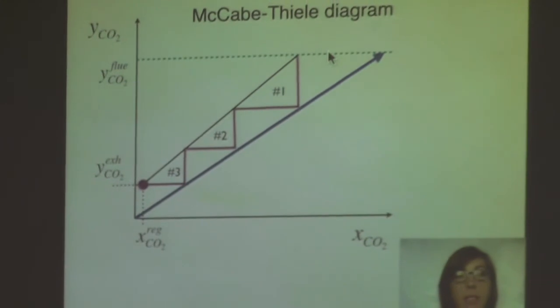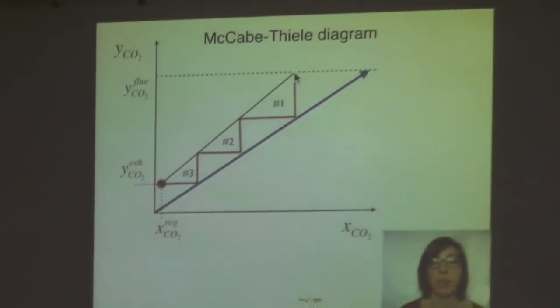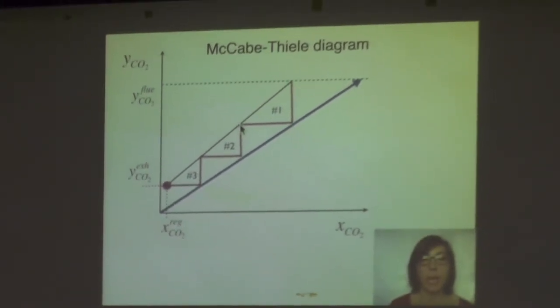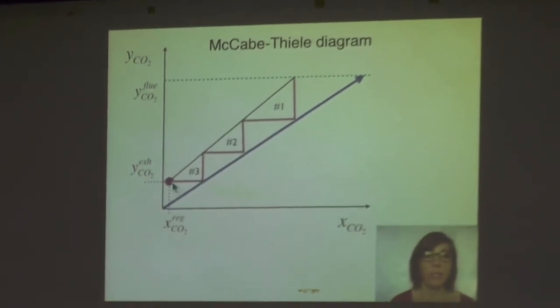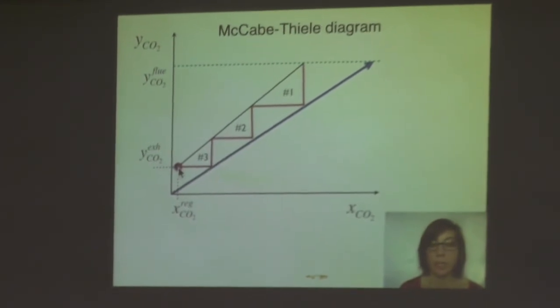But the basic idea is that we start with our flue gas concentration here, and we simply march down and mark off stages or plates in the column until we get to our design goal, the gas phase composition in the exhaust.